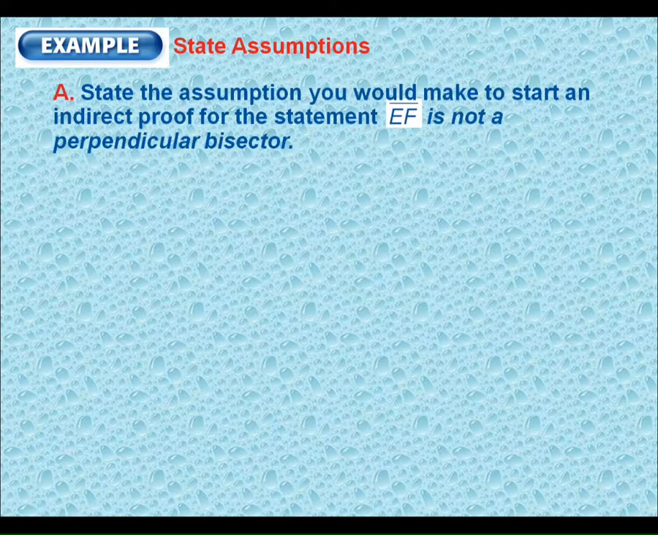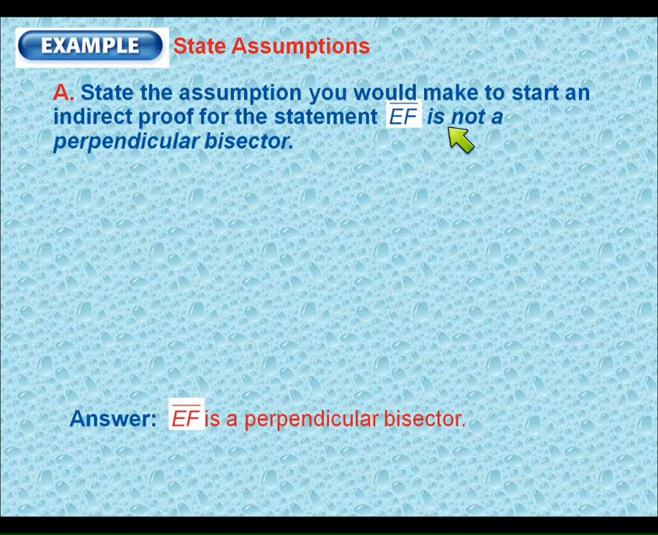So first I want to start out with just stating the assumptions you would make to start an indirect proof. If I gave you the statement EF is not a perpendicular bisector, the assumption we would make to start this indirect proof is that this is false. Therefore we would say that EF is a perpendicular bisector. That makes sense, right? If this is what you're to prove, you have no figure right now, you have nothing else. But if I told you to prove that EF is not a perpendicular bisector, we would start our proof by saying EF is a perpendicular bisector. We assume the opposite of what is to be proved.